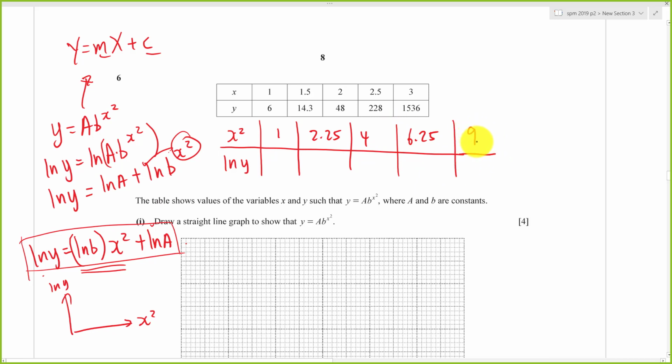Alright, then I will do the ln y. When you do the ln y, like ln 6 for the first one, you actually get an infinite decimal. I think 2 decimal places should be more than enough. So I do 1.79. Then ln 14.3, I will get 2.66. And then ln 48, I will get 3.87. And then ln 228, I will get 5.43. And then ln 1536, I will get 7.34. Right, after I have all these coordinates, then I will start drawing.